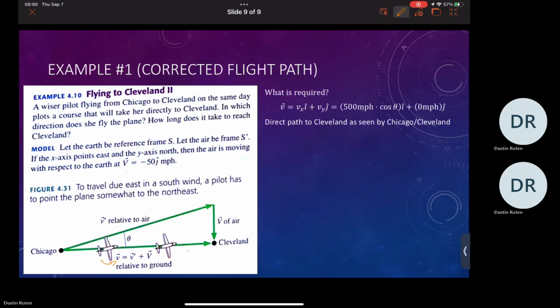All right, so what is required? Essentially, what do we want the people on the ground to see? Remember that this is the ground, so this is big S. When people are watching from the control tower, we want them to see the plane flying directly to the airport. So we want a direct path to Cleveland as seen from Chicago.